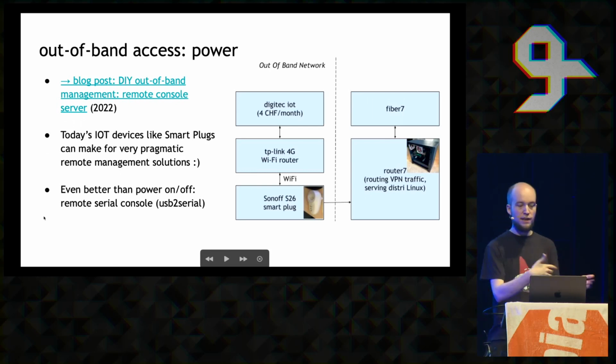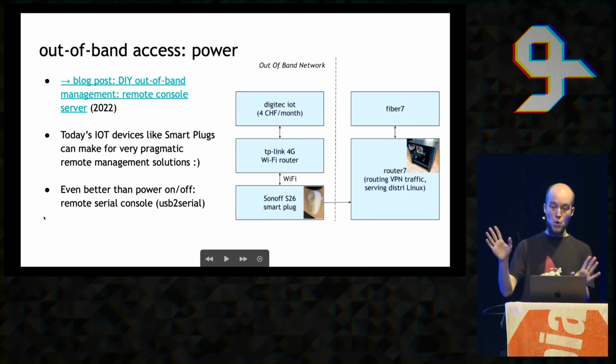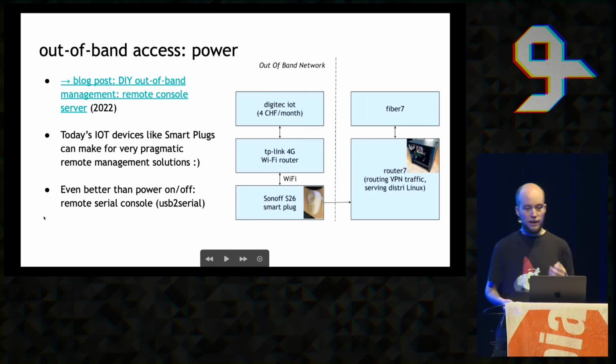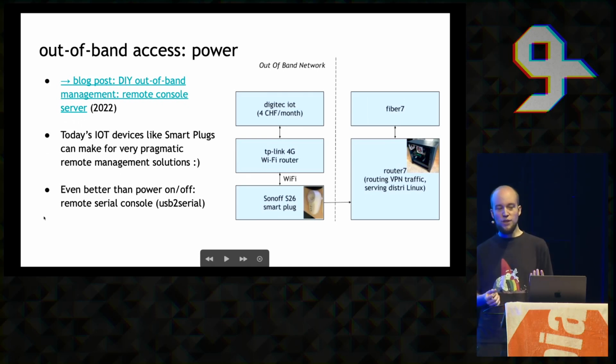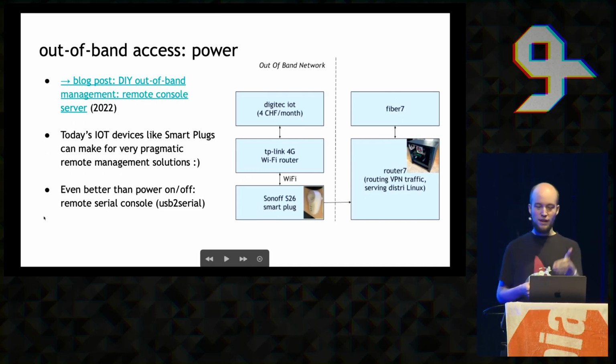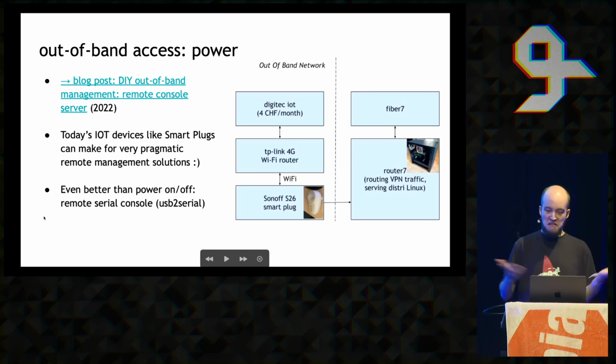Like, if you apply a bad configuration, maybe you just want to turn it back off and on again and just boot with the old configuration. I found that an easy and very pragmatic way to do this is to just use a smart plug, because you can combine a smart plug with a travel router and a cheap subscription, and then you just connect to that, and you have your own out-of-band.